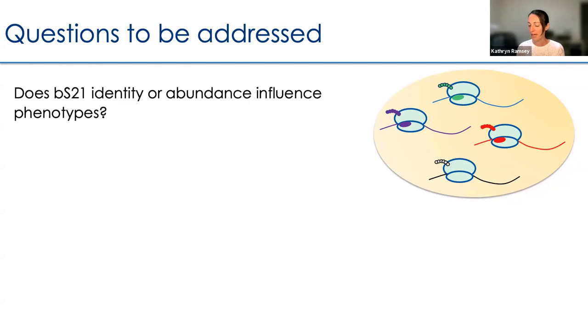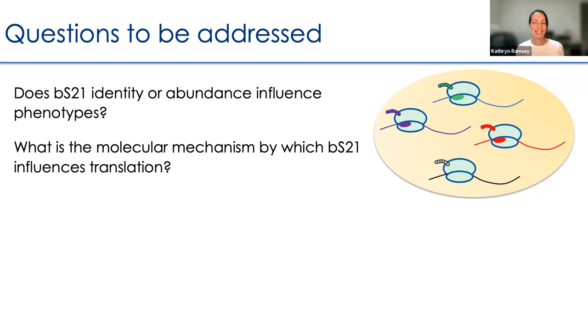But one of the questions we have is how the abundance of BS21 is impacting all of these phenotypes. For example, BS21-2 is the most abundant homolog in the cell. When we delete it, are the phenotypes we're seeing due to simply loss of BS21 or specifically loss of BS21-2? So we are working on creating strains where we have a single homolog under control of an inducible promoter so that we can carefully control the amount of BS21 and match them among strains in order to specifically assess this question.